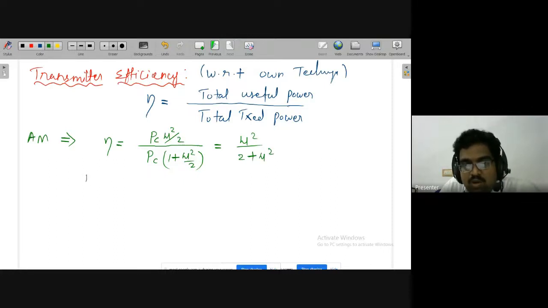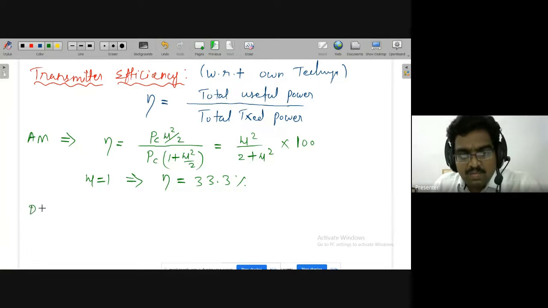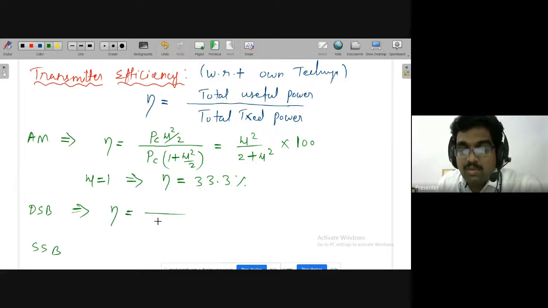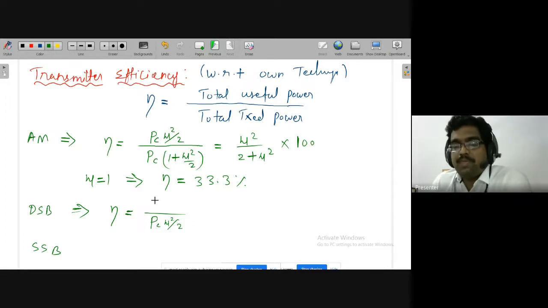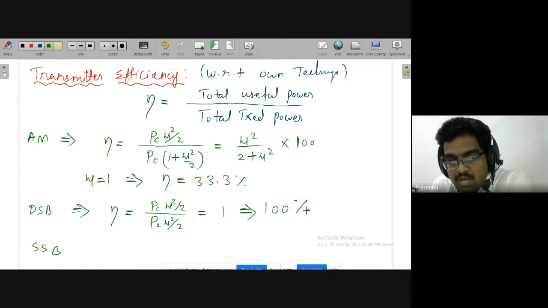Suppose mu is equal to 1, what is the transmitter efficiency? That is 33 percentage. Once you want to write it in terms of percentage, just multiply by 100. When mu is equal to 1, transmitter efficiency is 33 percentage. Then what is the efficiency of the other systems, DSB and SSB? In DSB system we are transmitting only sidebands, so the total transmitted power in DSB is only the sideband power, that is PC mu square by 2. That sideband power is the useful power that we use at the receiver side for recovery. So useful power is also the same, so I am getting 1. That means the efficiency of the DSB system is 100%.